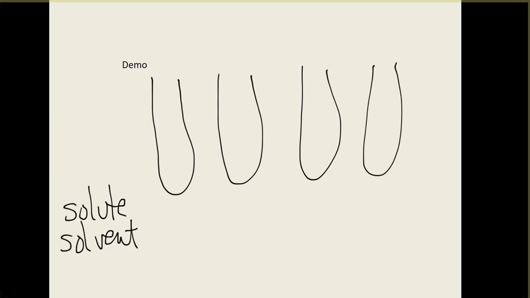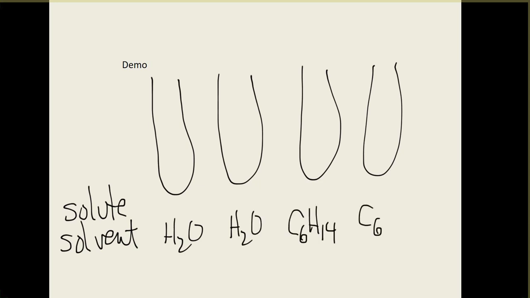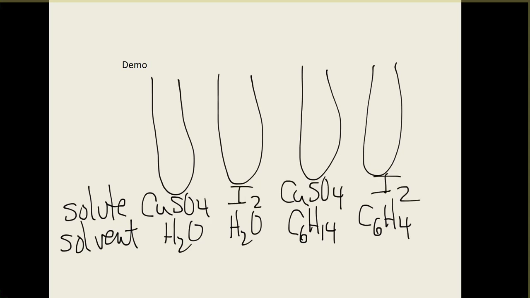So in class, I do a little demonstration, and we have 4 types of solutions. I use 2 types of solvents. I'm going to use water in the first 2 test tubes and hexane in the second set. And then for my solute, I'm going to use copper sulfate and iodine. We're going to look and see if we can make solutions. After this video, I have attached a YouTube video that goes through this same demonstration and shows you what I did in the classroom.